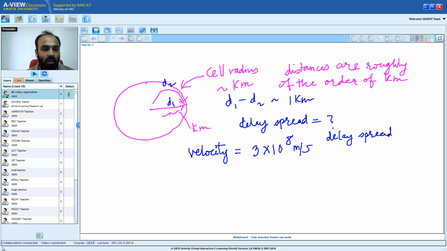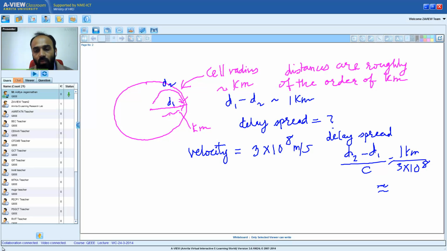Because propagation delay corresponding to d1 is d1 by c, and propagation delay corresponding to d2 is d2 by c. Therefore, the delay spread, that is the time interval between the first and last components, is d2 minus d1 divided by c, which is equal to 1 kilometer divided by 3 into 10 to the power of 8, approximately 3.33 microseconds.